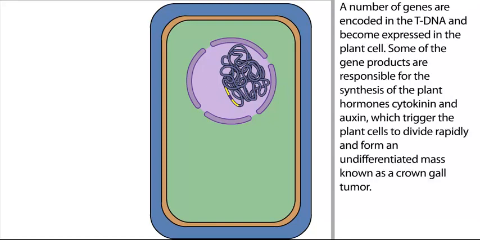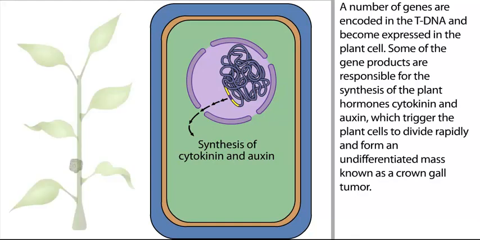A number of genes are encoded in the tDNA and become expressed in the plant cell. Some of the gene products are responsible for the synthesis of the plant hormones cytokinin and auxin, which trigger the plant cells to divide rapidly and form an undifferentiated mass known as a crown gall tumor.